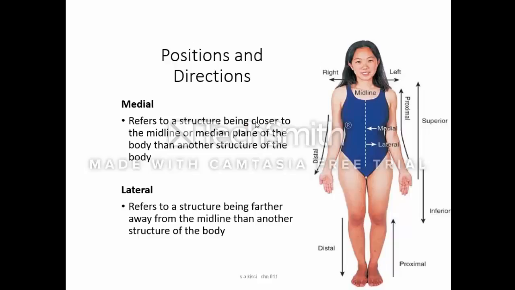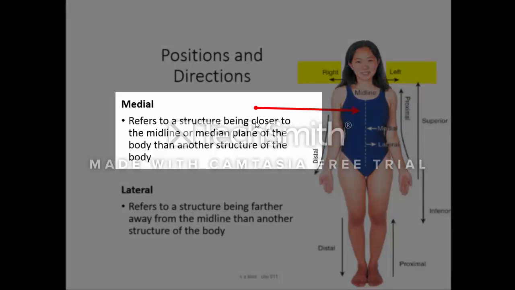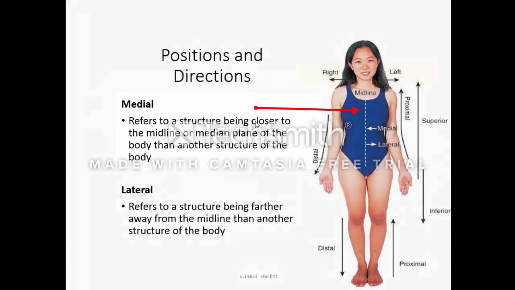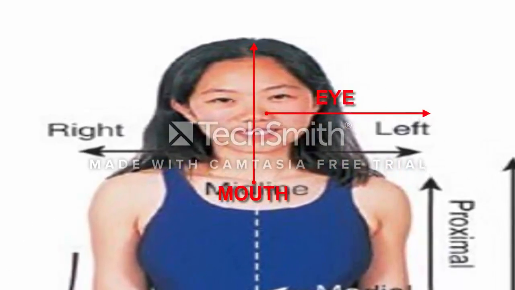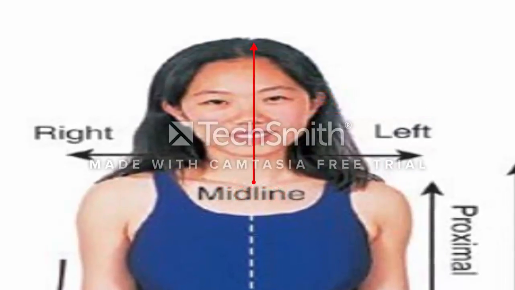Now, if you remember, we said we have an imaginary line that divides our body into right and left. So keeping this point in mind, then we come to the next term, medial. Medial refers to structures that are closer to this imaginary midline or the medial plane of the body than another structure. So an example would be the mouth is medial to the eye. The mouth is even closer to the midline than the eye. And then the nose is also medial to the ear.